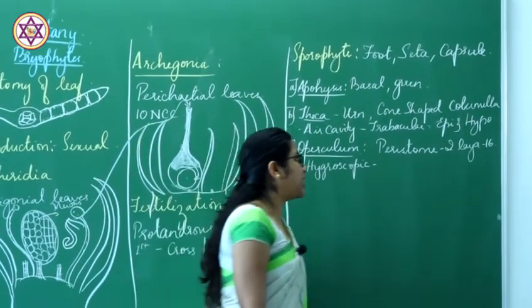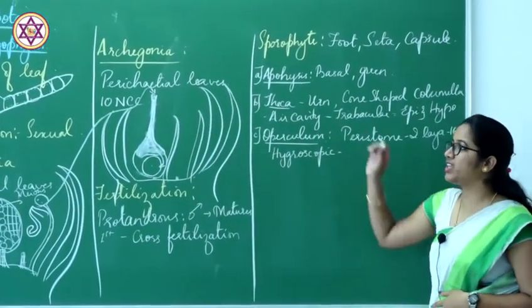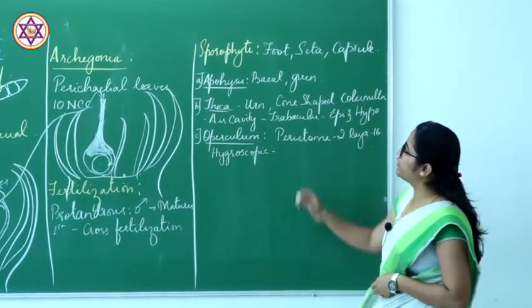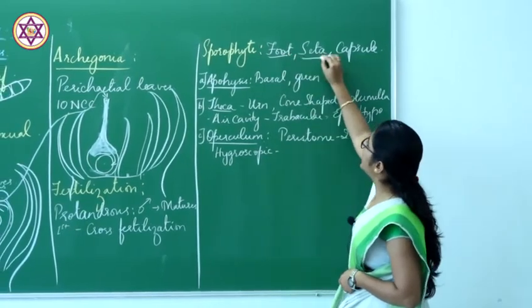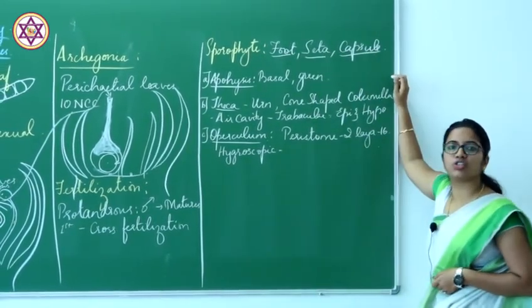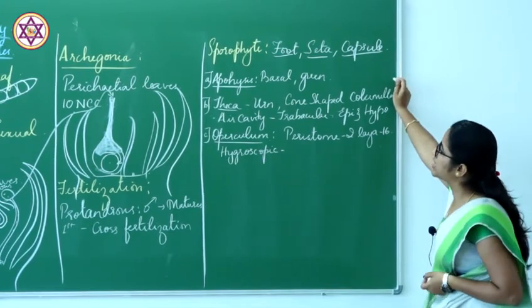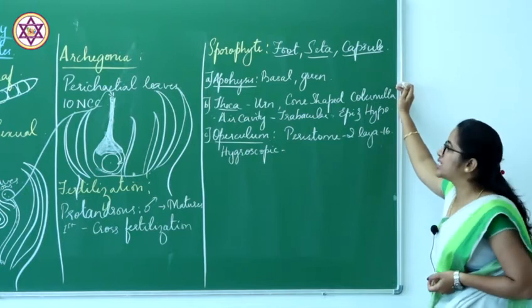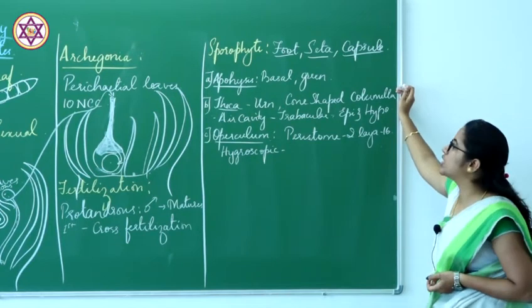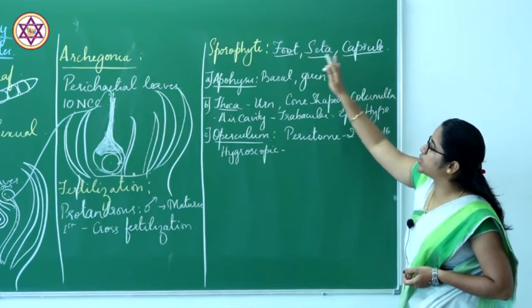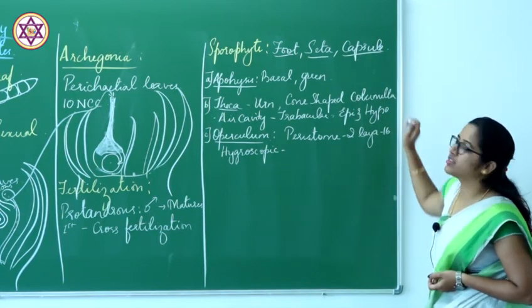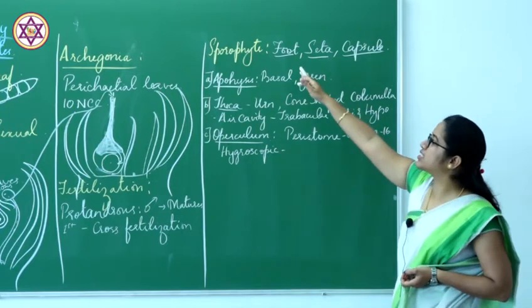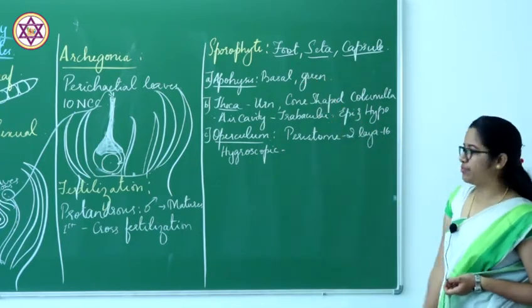Again, in the case of Funaria, there is a difference in the sporophyte. So how is the sporophyte? They consist of three common features of all the sporophytes in bryophytes, that is the foot, seta and the capsule. The foot helps them with anchorage. The seta is the connecting link between the foot and the capsule, wherein the seta supplies the nutrients obtained from the foot to the capsule.